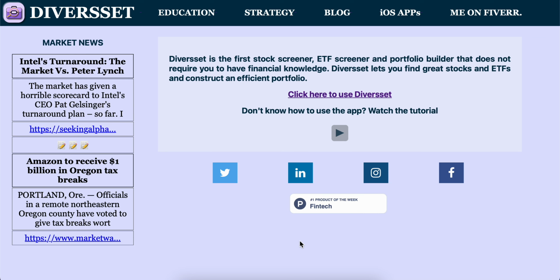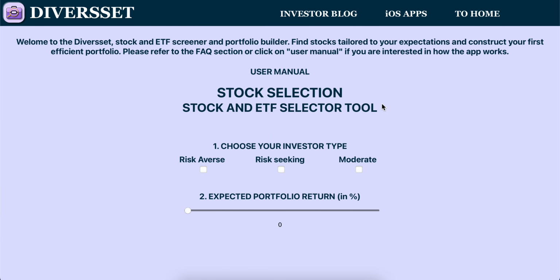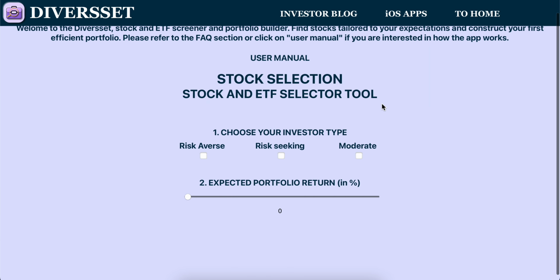A quick guide on how you can use Diversset. First, click here. Then you will be given an option to choose your risk aversion.